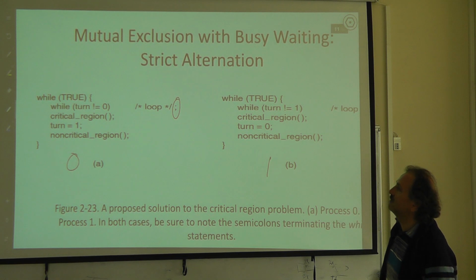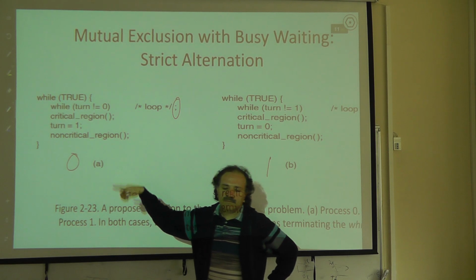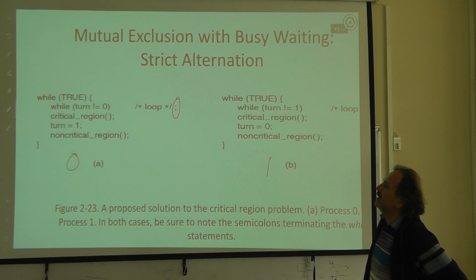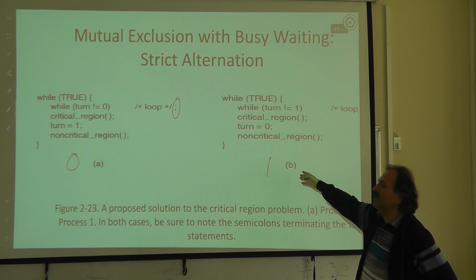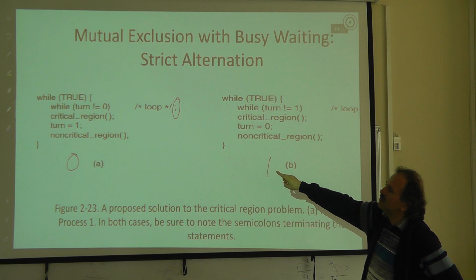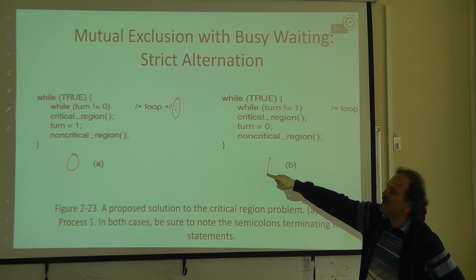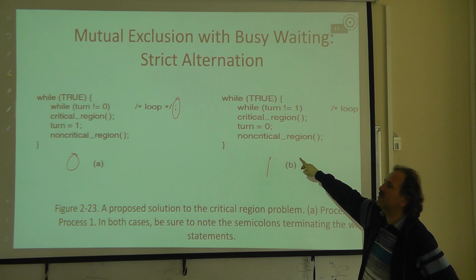The problem is this. If process 0 is running too fast, let's say it is running like 100 times per second, and this one is running maybe just once a second, okay? This is running very, very fast. This is a very slow one. So that one has to wait for this one to come to the critical region and do its job.